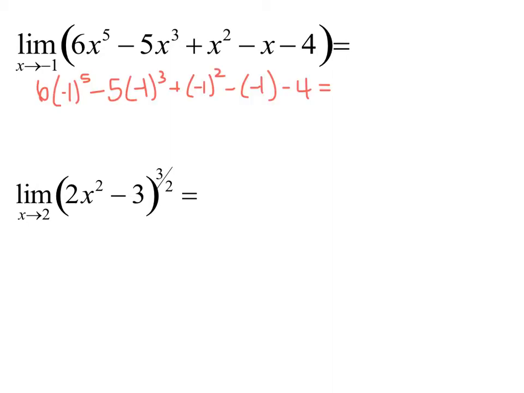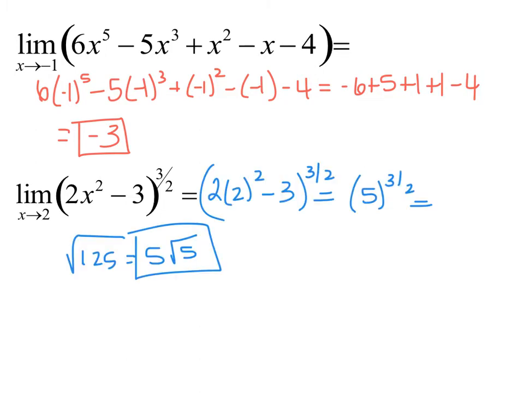As soon as you plug in the x-coordinate, you can drop the limit notation. Anytime there's still x's in it, you need the limit notation, but as soon as you plug in the x value, you can drop it. So I plugged in the x value, and now I'm just going to simplify. So you end up with -6 plus 5 plus 1 plus 1 minus 4, or -3. So in this case, the limit as x approaches -1 and the y-coordinate at x equals -1 are the same thing. And that will happen most of the time, especially for polynomials and such. So go ahead and pause the video and try this next one.